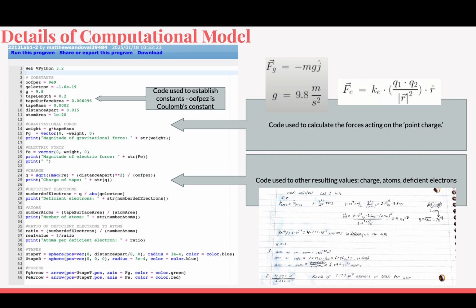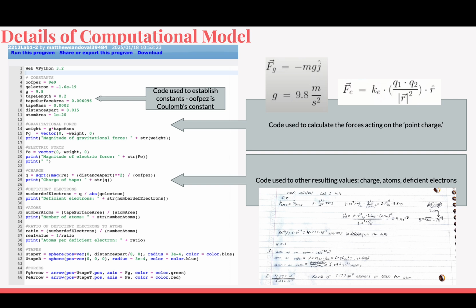The next sections of my code are the iteration of the code, or where the calculations that I did by hand, I also set computationally. I translated the equations for the electric force and the gravitational force into computational equations, and I outlined them with comments so you can see where each one is located. And then if my work on the notebook paper wasn't very clear, I've also translated the equations for charge, deficient electrons, atoms, and the ratio of deficient electrons to atoms.